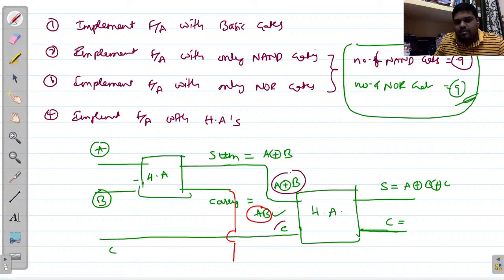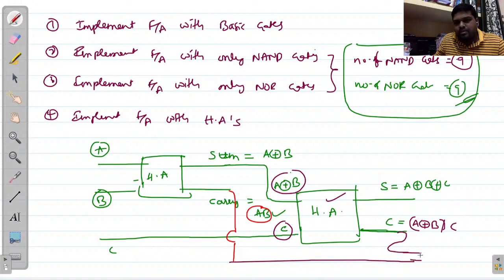Here I am providing A XOR B and C as input to this particular half adder, so that I am getting A XOR B into C, product of these two inputs, right? Here also we are getting product of these two, AB, right? Here also we are getting the same thing. Now you can add these two.